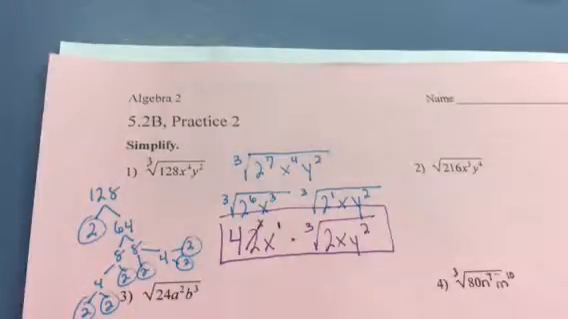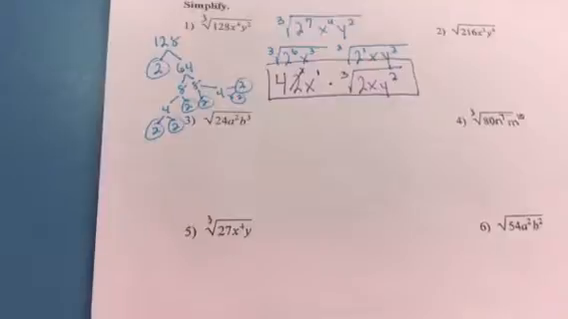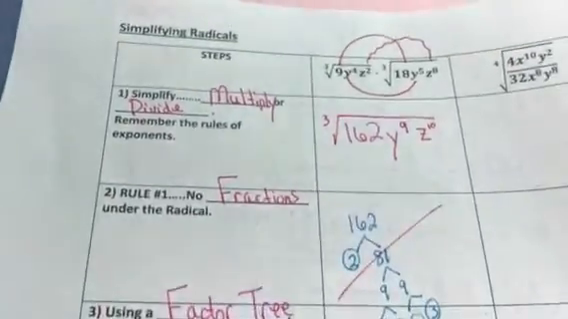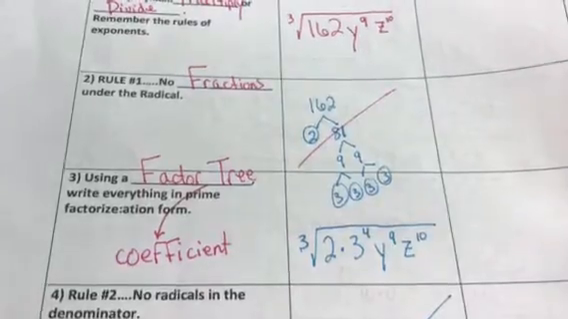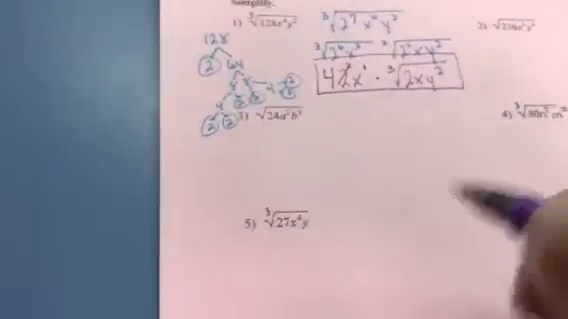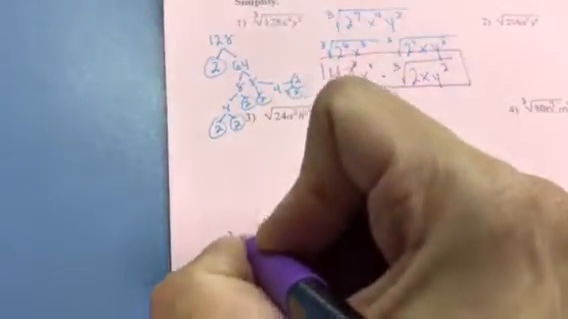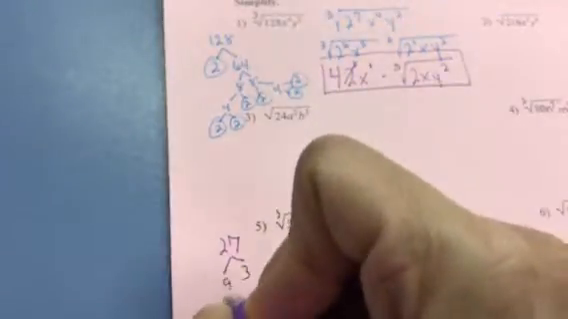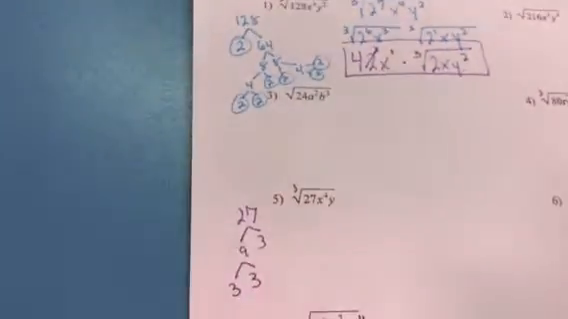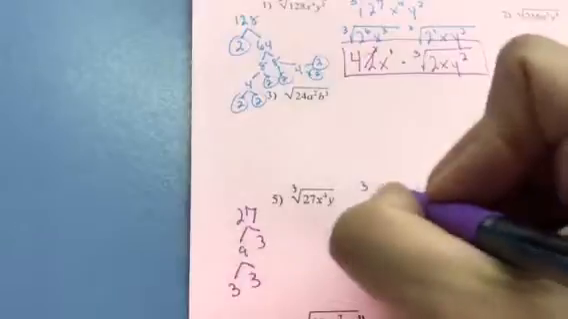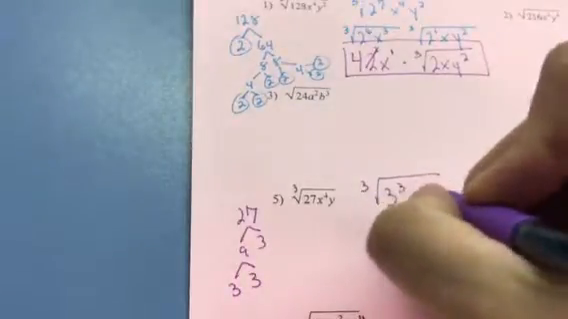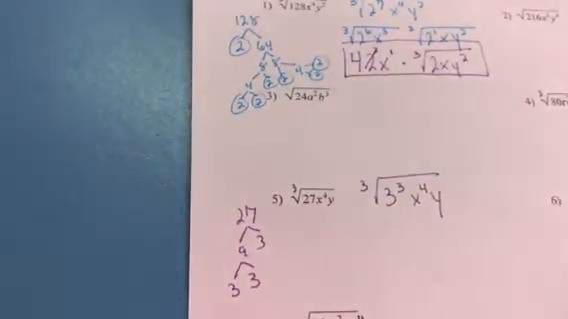So let's take a look at number 5. Number 5 is another cube root. Again, I don't have to do step 1. I don't have to do step 2. I'm going straight to step 3. I'm making a factor tree of my coefficient. So 27 can break down into 9 and 3, and then 9 can break down into 3 and 3. So I'm going to rewrite 27 as 3 to the 3rd power and all the other stuff.